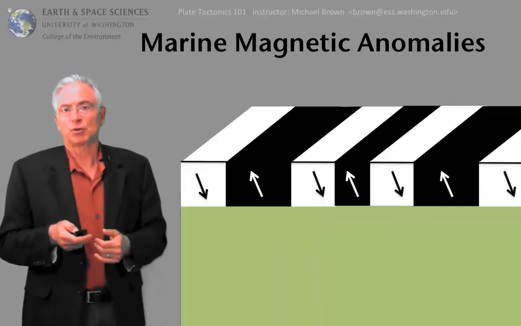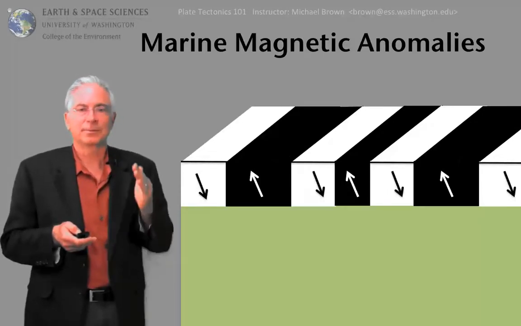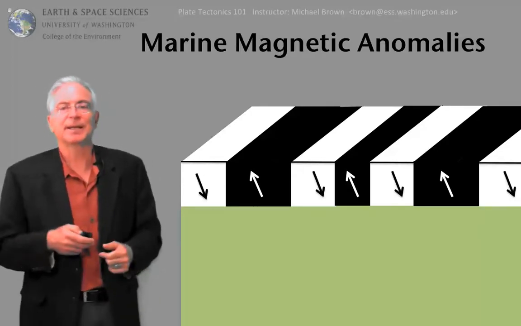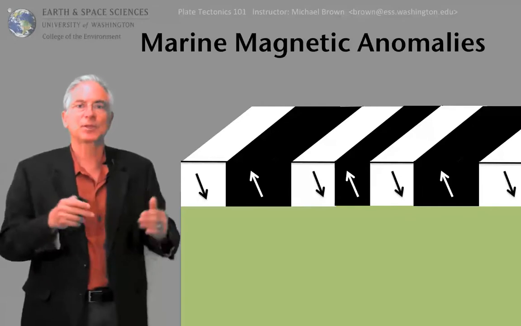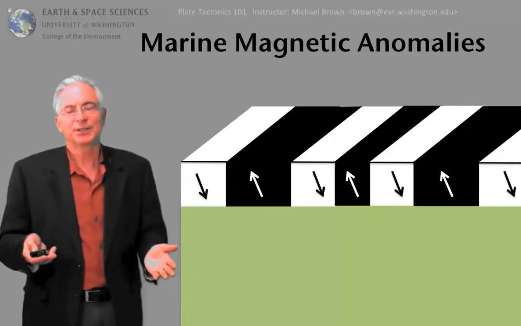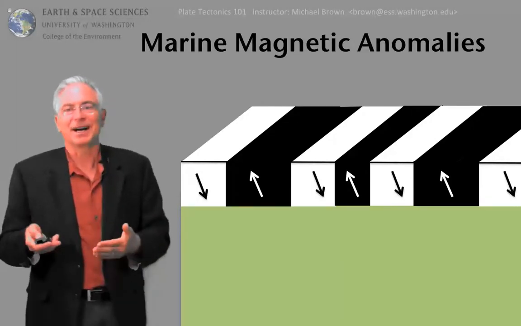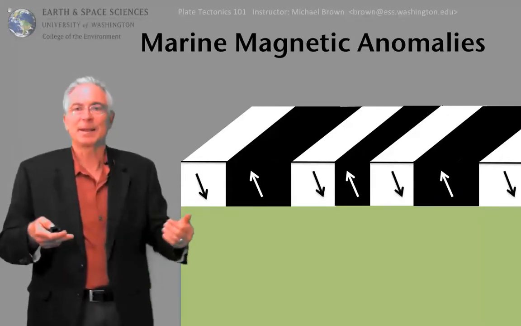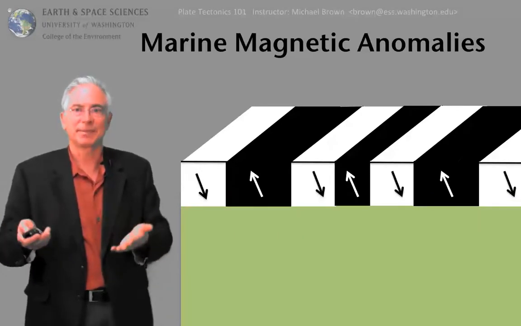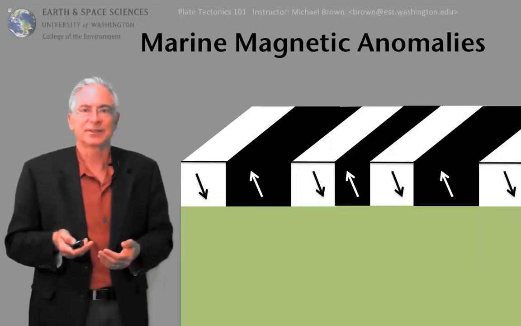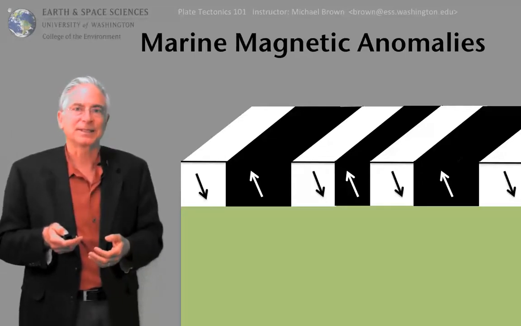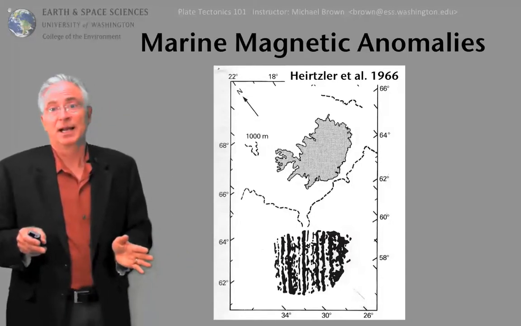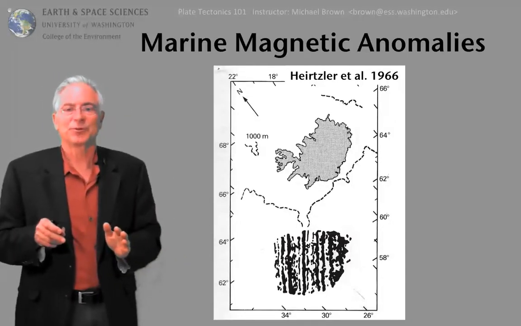generating essentially stripes of magnetized material. One stripe has the one orientation, the other stripe has the reverse orientation. So these stripes across the ocean floor record, just as a tape recorder records, the magnetic orientation at the time that the volcanoes erupted, the magma cooled and solidified a magnetization parallel to the Earth's magnetic field. So in the 60s, these magnetizations were first recognized.